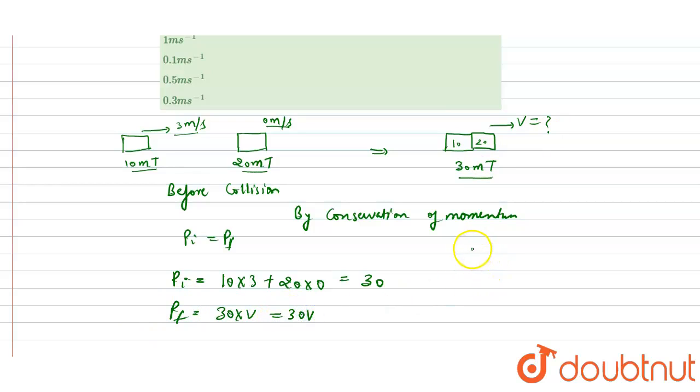Now we know by conservation of momentum, initial momentum will be equal to final momentum. So initial momentum is 30 and final momentum is 30 v. So the value of v will be equal to 1 meter per second. It means this coupled truck is moving with the velocity of 1 meter per second after the collision. So option A, which says the velocity is 1 meter per second, is the correct answer for this question.